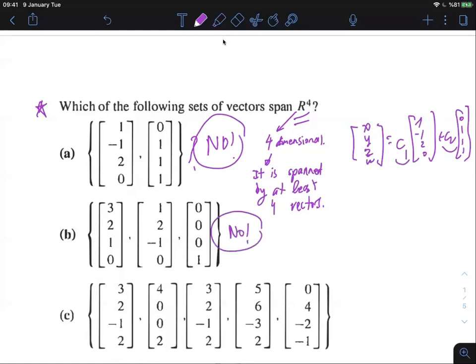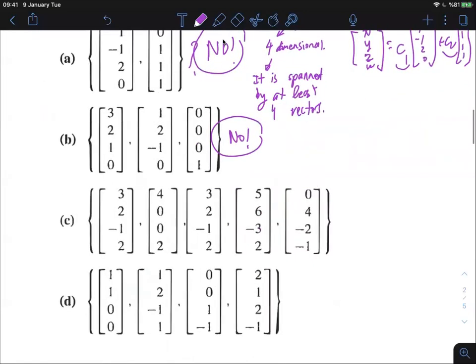Because it is less than 4 vectors. Less than 4 vectors cannot span R4. The reason is R4 is 4-dimensional. We know that, so we need at least 4 vectors. So this is possible and this is possible. Okay, these two are possible. Let's check.